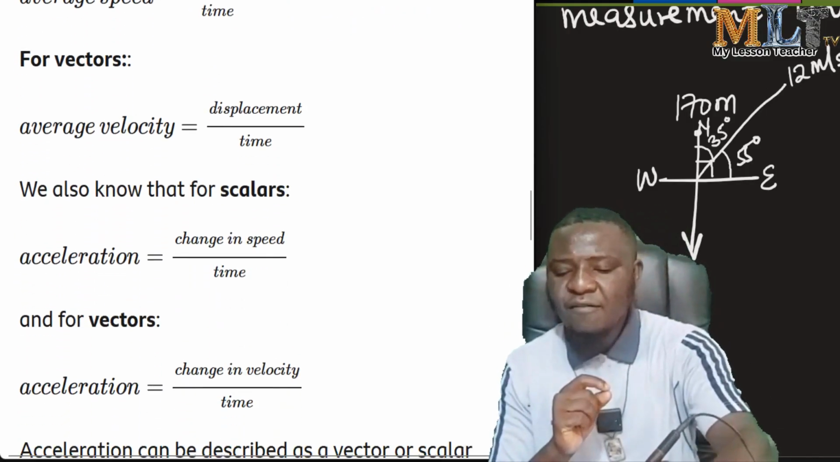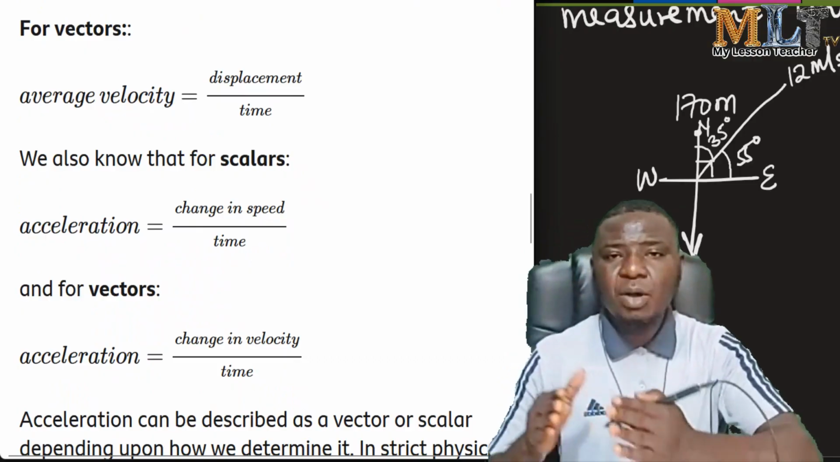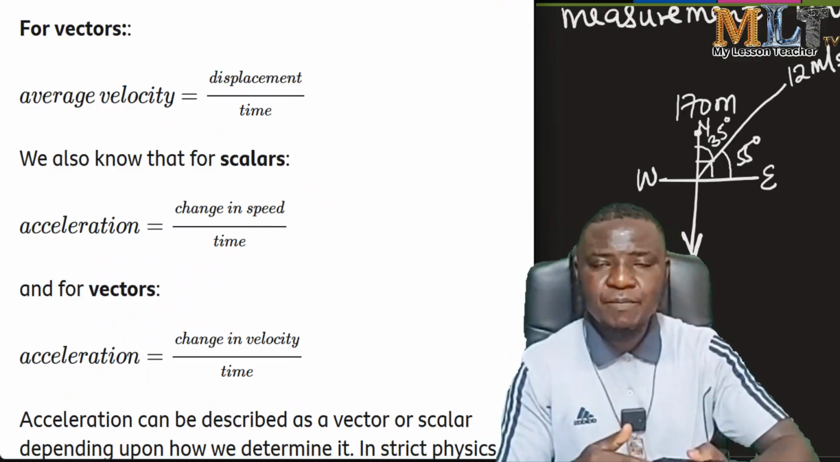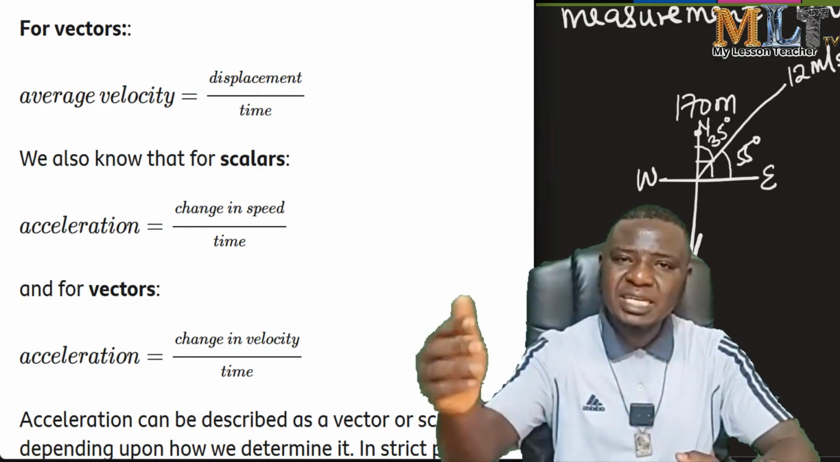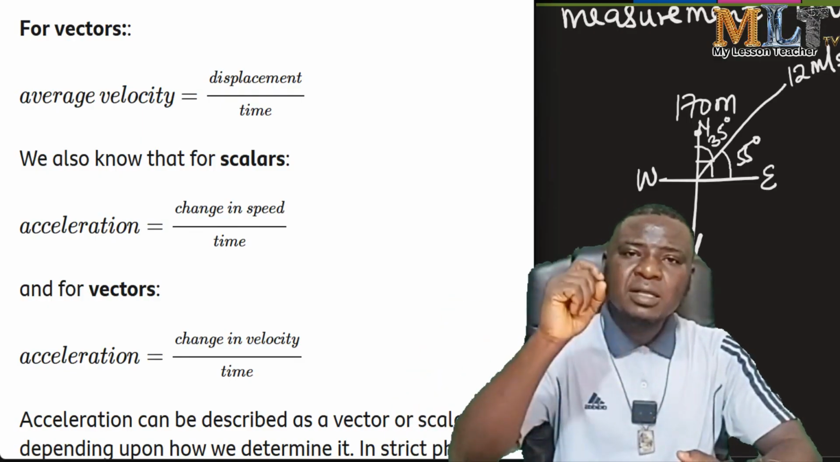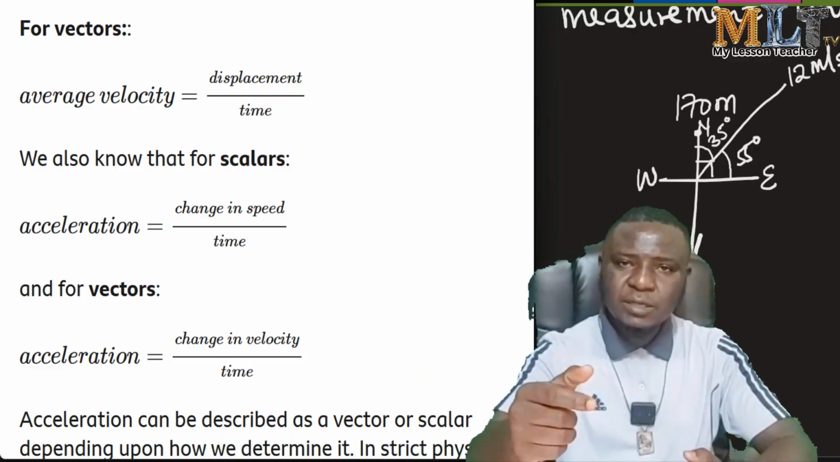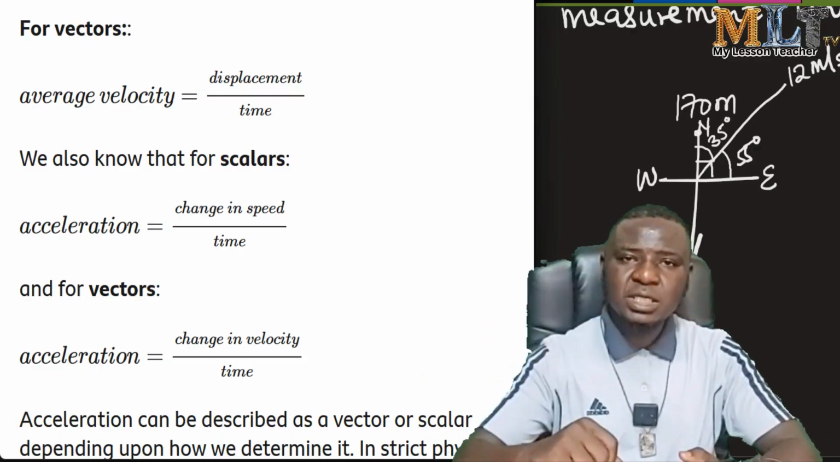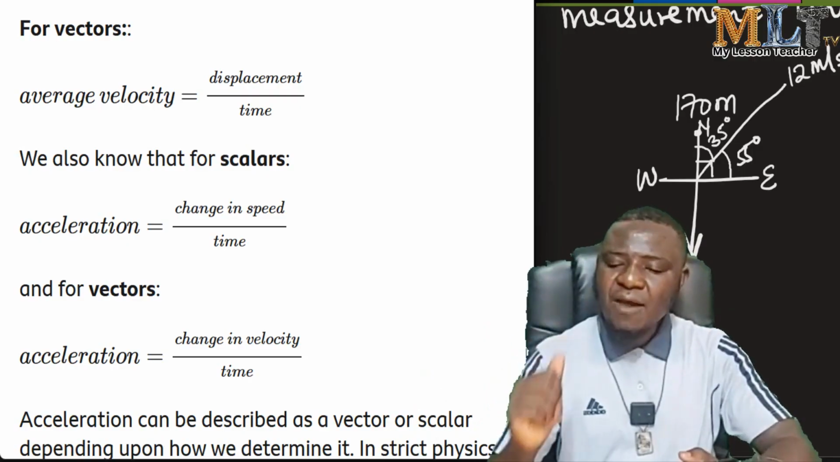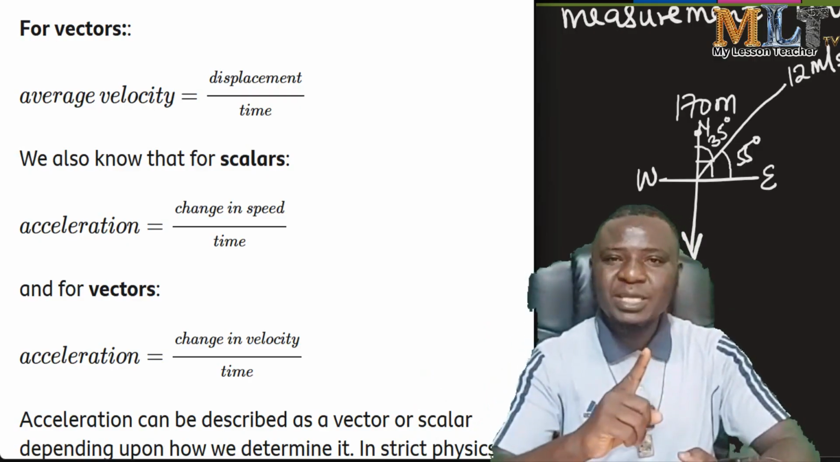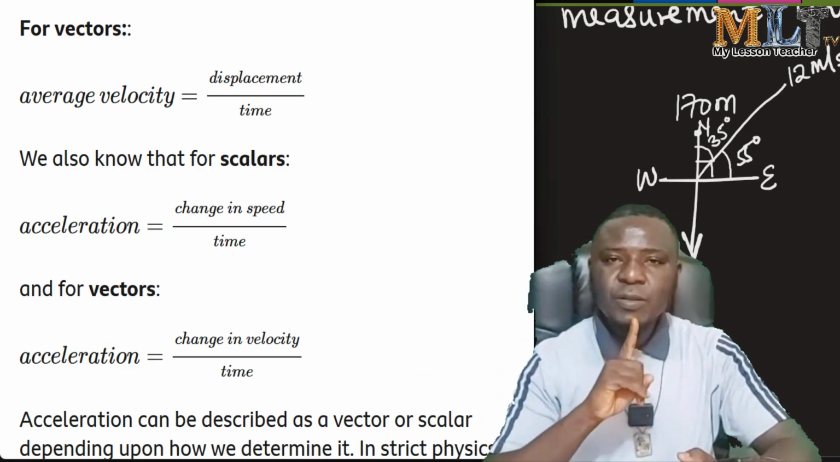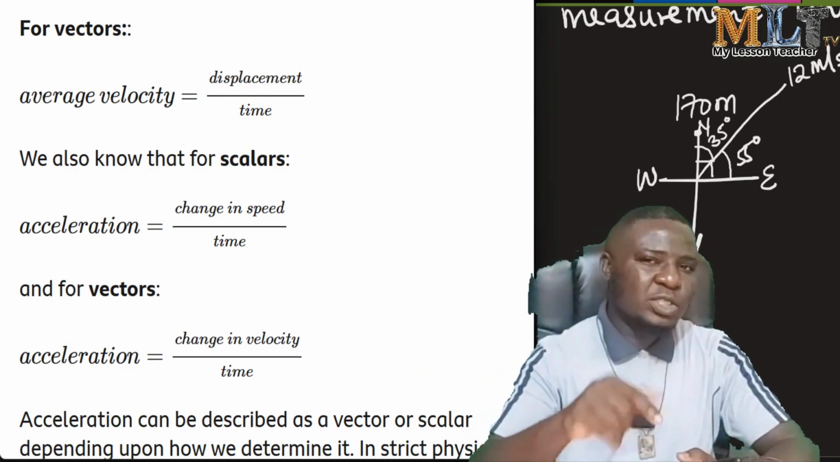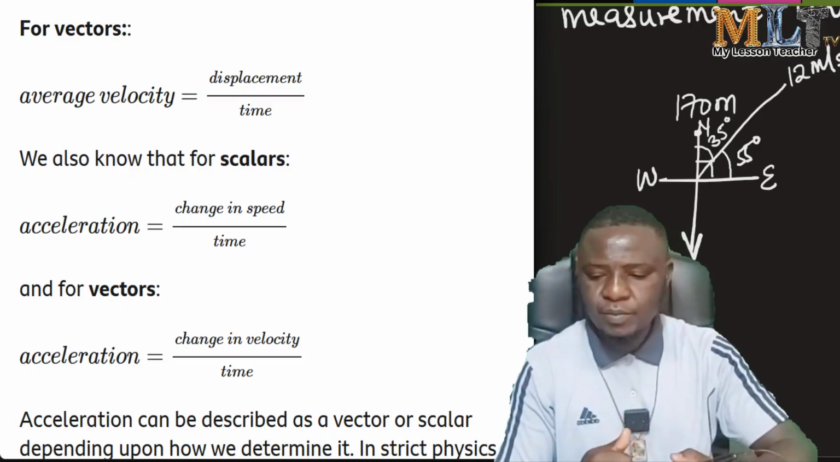For vectors, average velocity is displacement divided by time. Displacement is a distance in a specified direction. So since displacement is a vector quantity divided by a scalar quantity, then invariably average velocity is a vector quantity because of the presence of a vector quantity, which is the displacement.